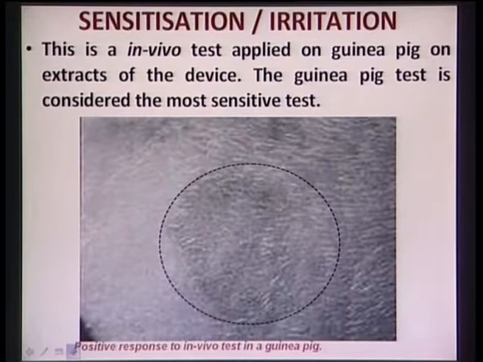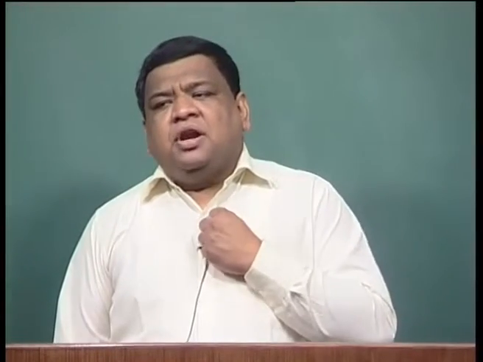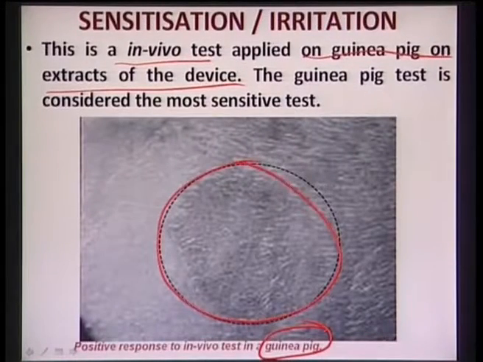Now, this is the guinea pig experiment I just mentioned. What you see is a typical in vivo test applied on guinea pig on extracts of the device, and the guinea pig test is considered the most sensitive test. Now, what are called extracts? Extracts mean you have a biomaterial which you grind into very fine particles, and those fine particles you inject, just like a drug delivery, in the subcutaneous region. Now, if there is an inflammation on the skin, like the way it has been shown here, that you can clearly take an image of and see, then you cannot say that this material is in vivo biocompatible.